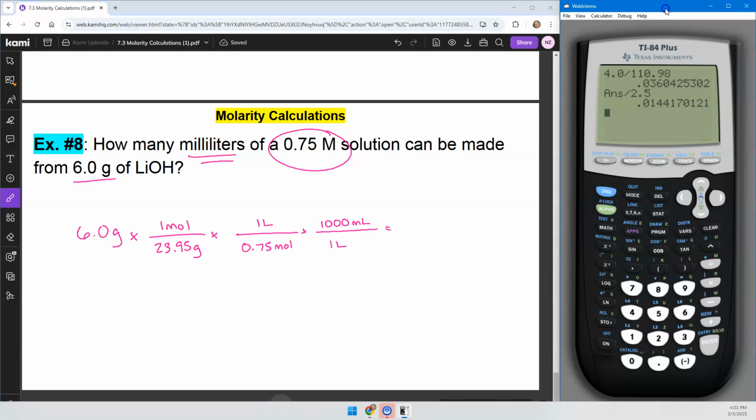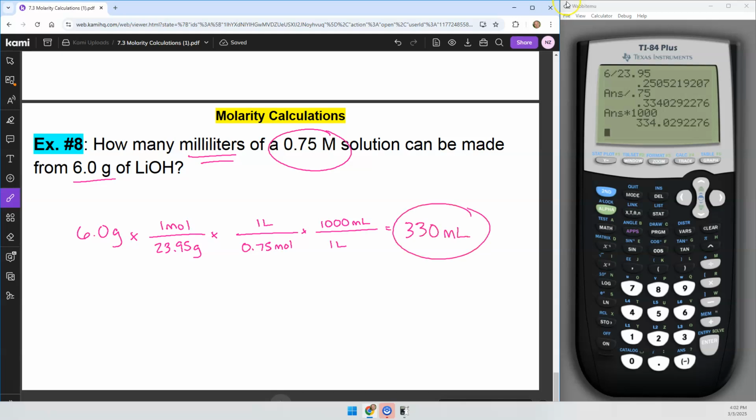All right. So we have 6 divided by 23.95 divided by 0.75. And then to get it from liters into milliliters times 1,000, it's like 334. We want 2 sig figs, so let's call that 330 milliliters. Okay. That is how to do molarity calculations.